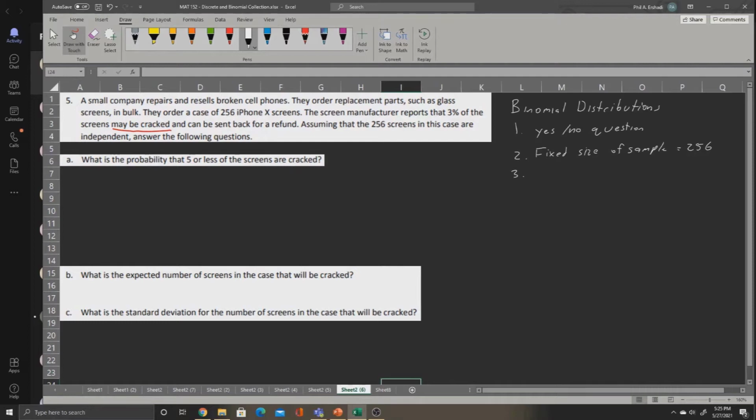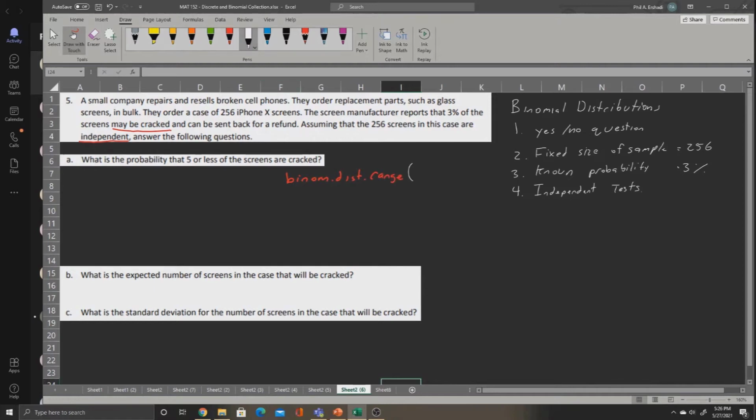Number 3, we have to have a known probability of it being broken. This probability is 3%. Number 4, each test has to be independent. It says in the last line that they are independent. So we can use a binomial distribution to model this, and that means it's also okay to use the formula binom.dist.range.